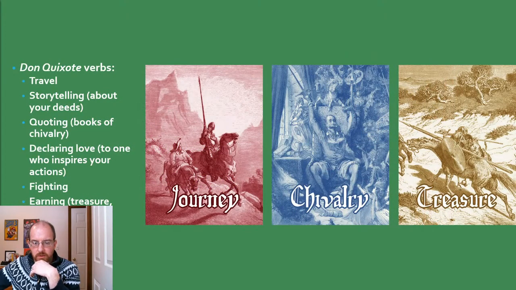So again, I started with Don Quixote. I looked at its verbs, and the things that happen in Don Quixote are storytelling, kind of like talking and bragging about your deeds as a heroic knight, when you are not actually a heroic knight. If you've never read Don Quixote, the back of the book summary is that there is a man named Alonso Quijano who reads too many books of chivalry.